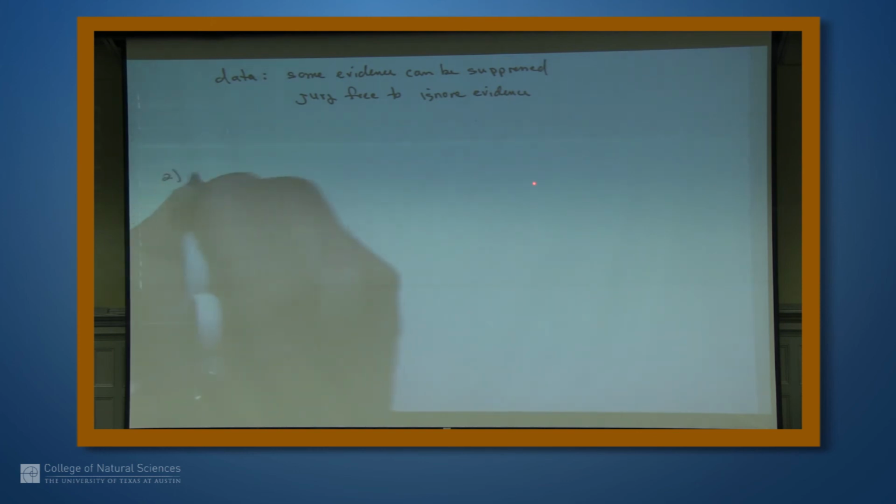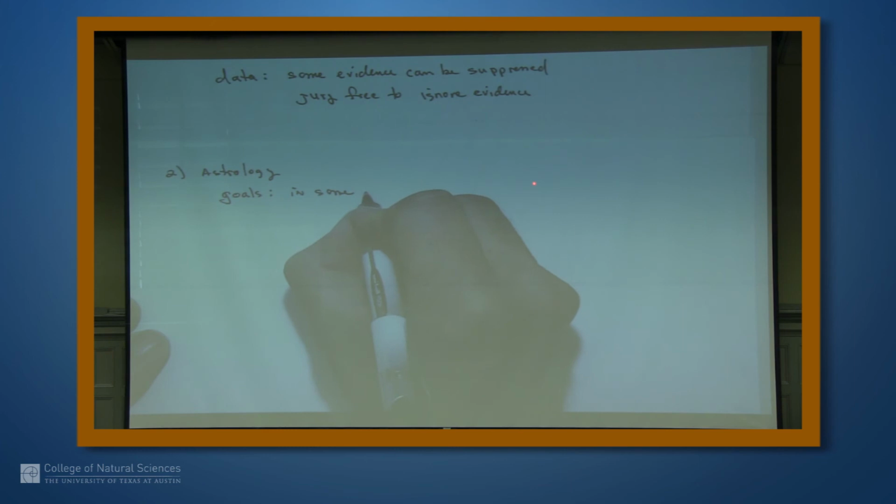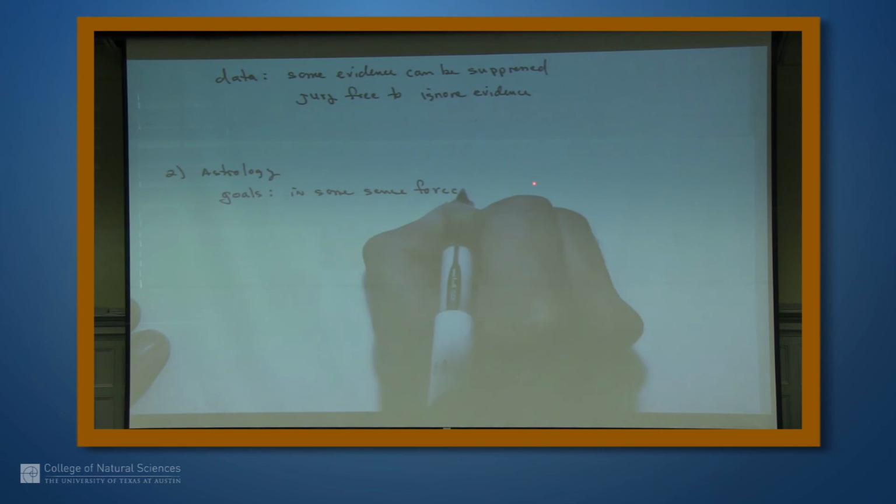I'll do one other example, which is astrology. Does astrology match the scientific method? Astrology is not astronomy. They sound alike, but they're different. Astrology is horoscopes and predicting the future, psychics, things like that. So there are goals, and the goals are, in some sense, to forecast your future.